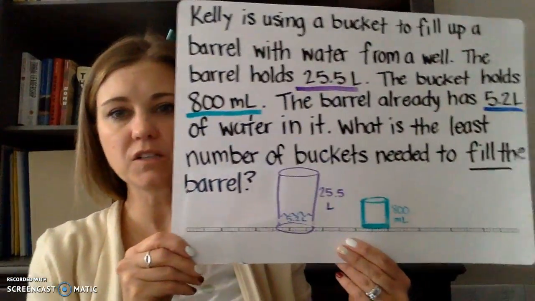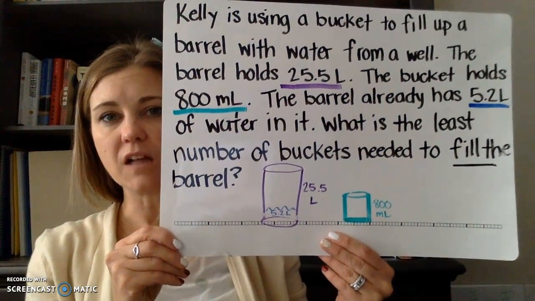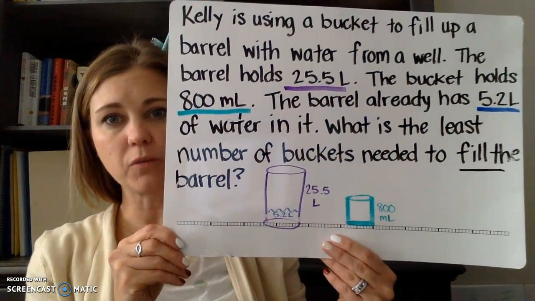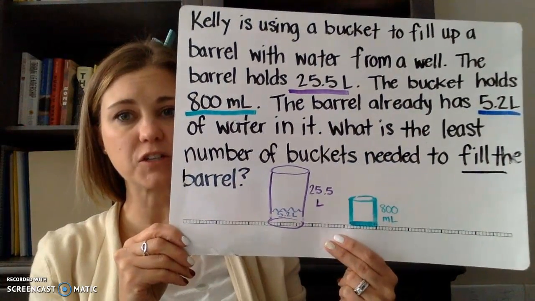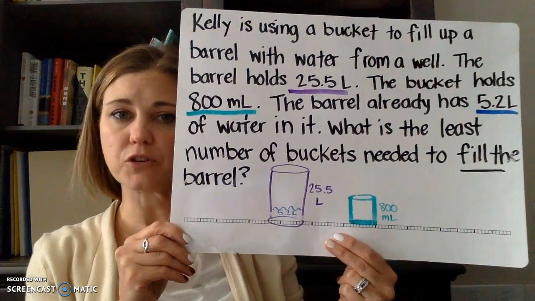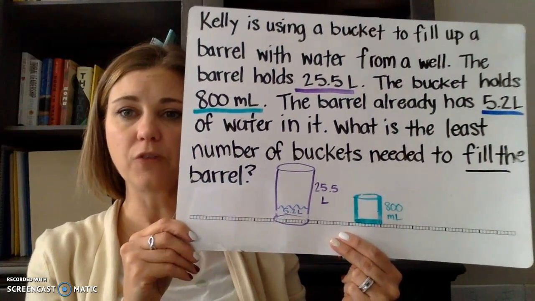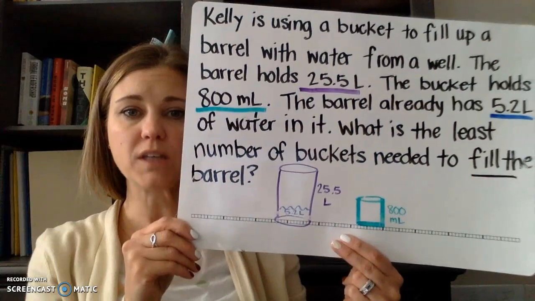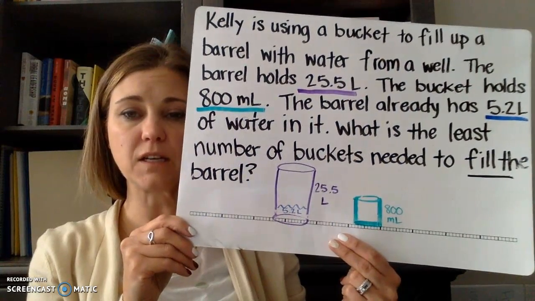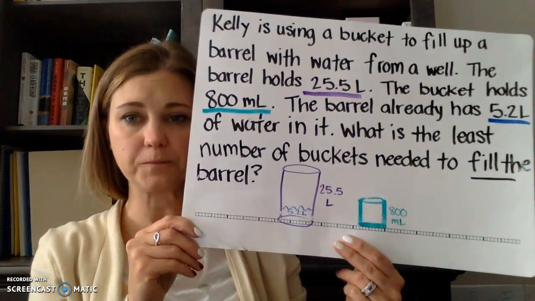Okay, so here is our story problem. Kelly is using a bucket to fill up a barrel with water from a well. The barrel holds 25 and 5/10 liters. The bucket holds 800 milliliters. The barrel already has 5 and 2/10 liters of water in it. What is the least number of buckets needed to fill the barrel?